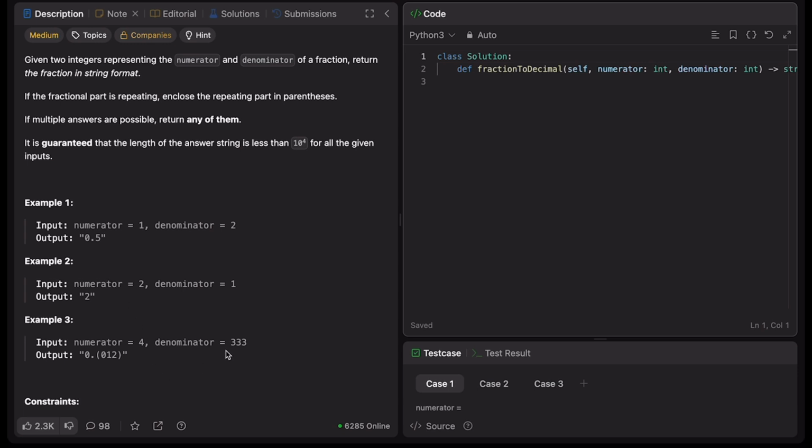4 by 333 will give you 0.012, 0.12, 0.3. It's recurring, so you just need to return the one recurring part enclosed in brackets. Got it? Now let's take a look at how we are going to approach it, what all the scenarios are that we need to handle, and how we are going to arrive at the final solution.